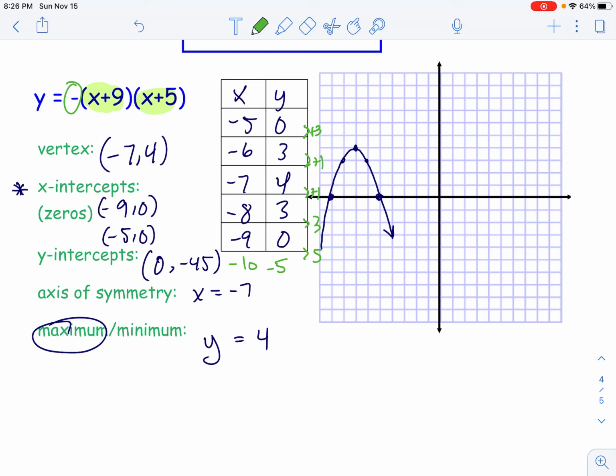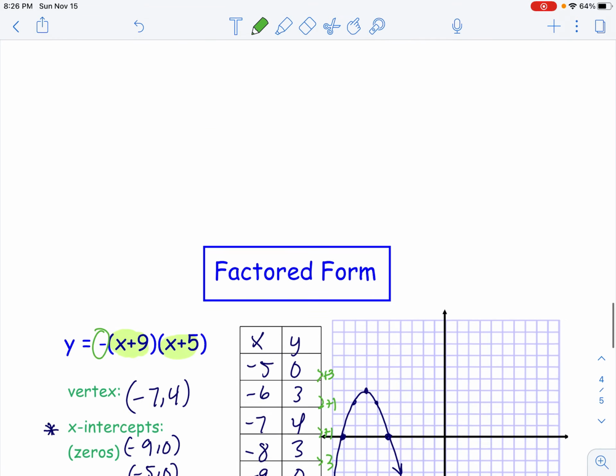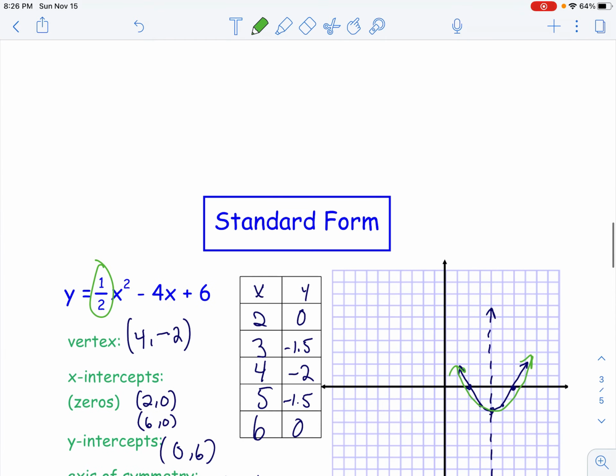So, just some patterns here to look for with parabolas. There's a lot of patterns. There's a lot of symmetry. They're really cool equations. So, that is notes for graphing quadratic equations.